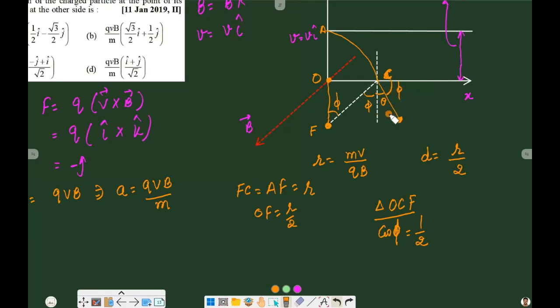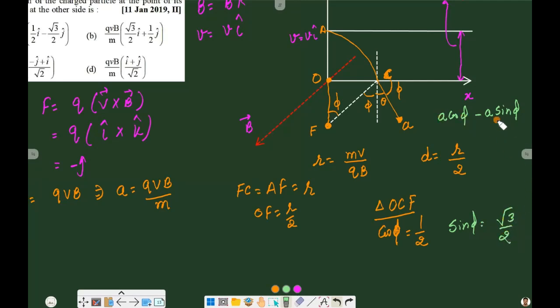So we know the phi, we know the magnitude of acceleration. Suppose acceleration A is here, then we can say its x component will be A cos phi, and its y component will be in the negative y direction, minus A sin phi. Now if the value of cos phi is half, it means theta is 60 degrees, and at 60 degrees sin phi will be root 3 by 2.